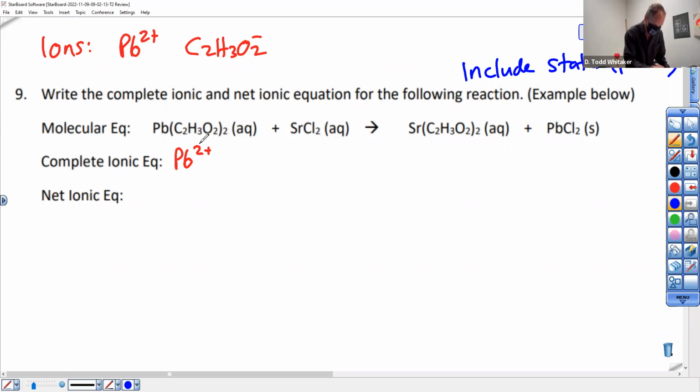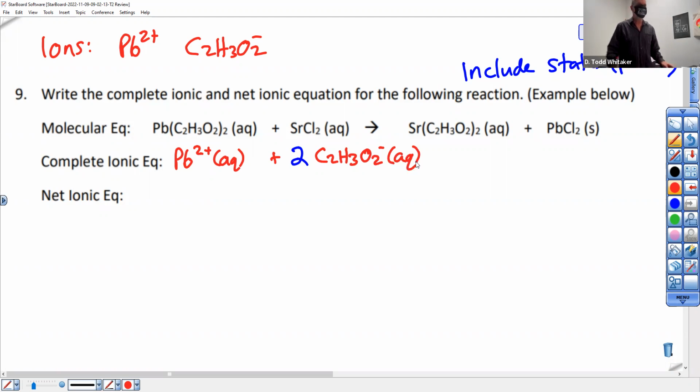Oops, didn't need the color change. Now, where'd this 2 come from? The work was already done for you here. You know there's 2 acetates. So when this thing breaks apart, it's going to break apart to 2 acetates right there.